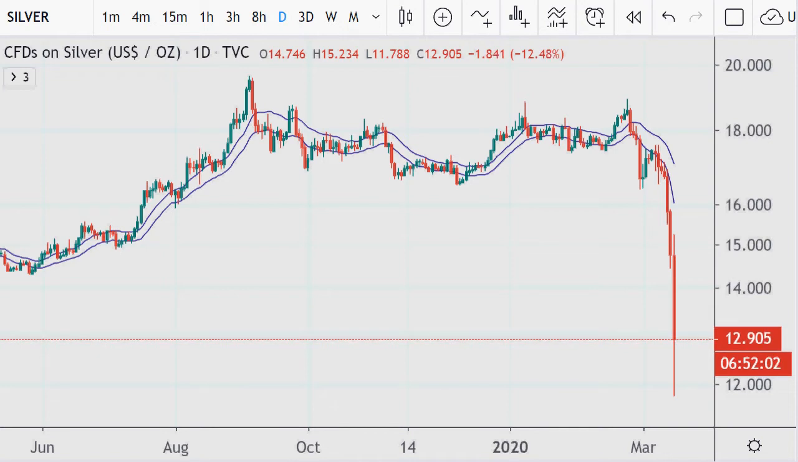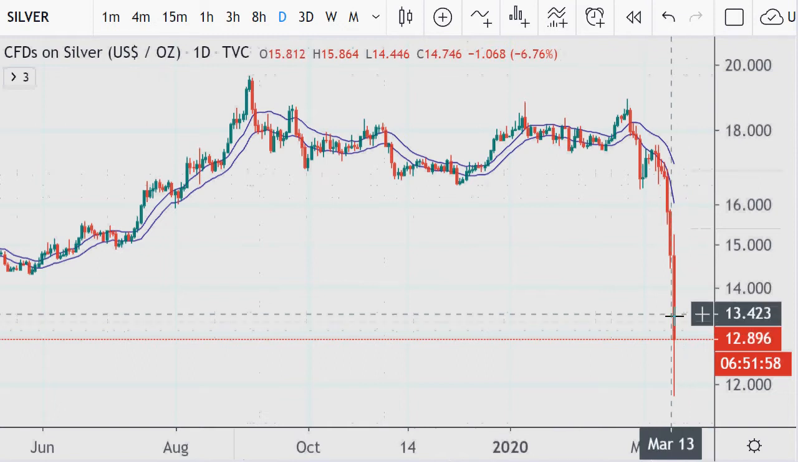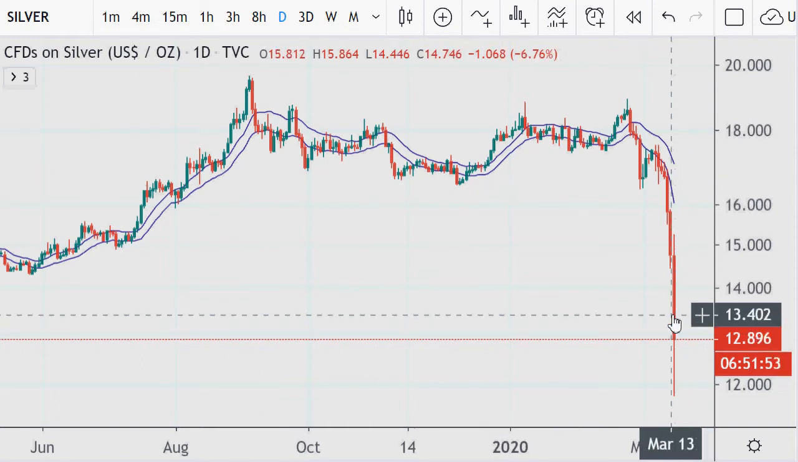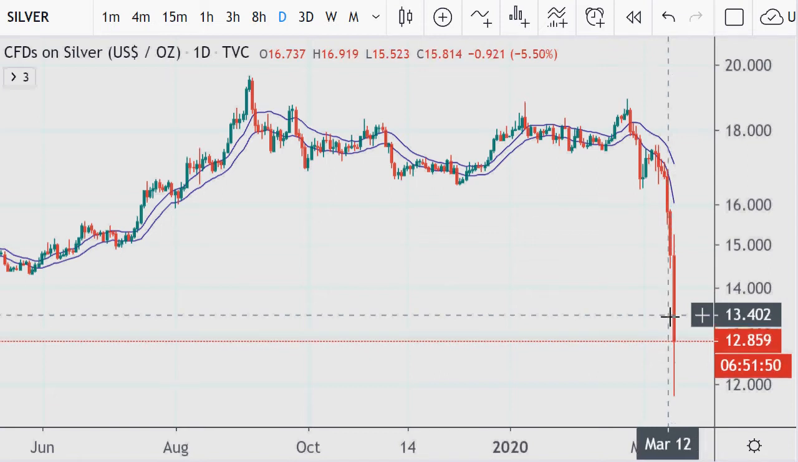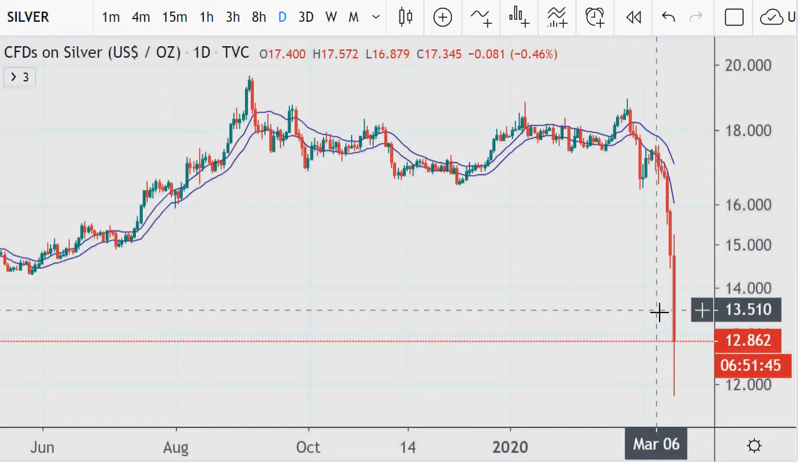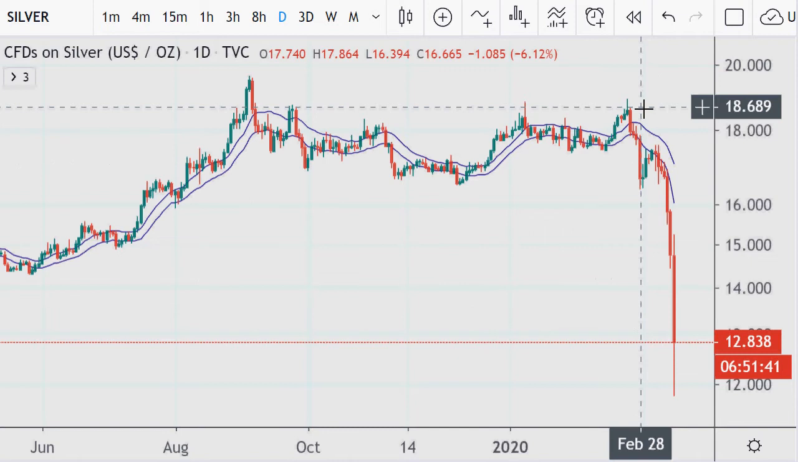Let's begin. First, silver, which is down 12.5% for the day, after it was down 6.75% on Friday. Before that, it was down 5.5% on Thursday and down 1% the day before that, and there was a 2% day before that. Price was almost 19 here.